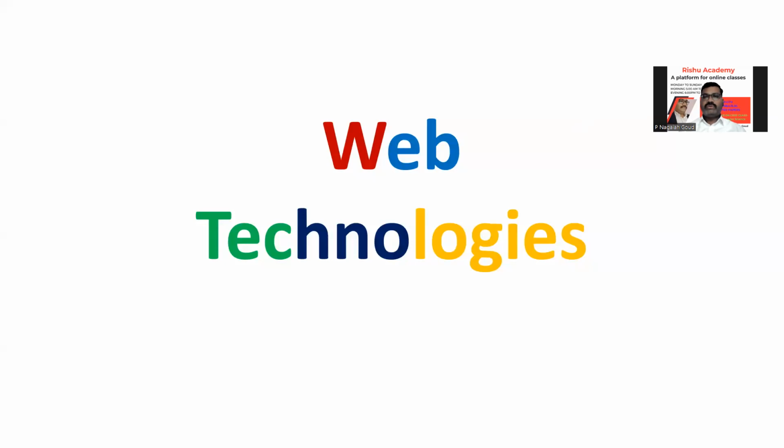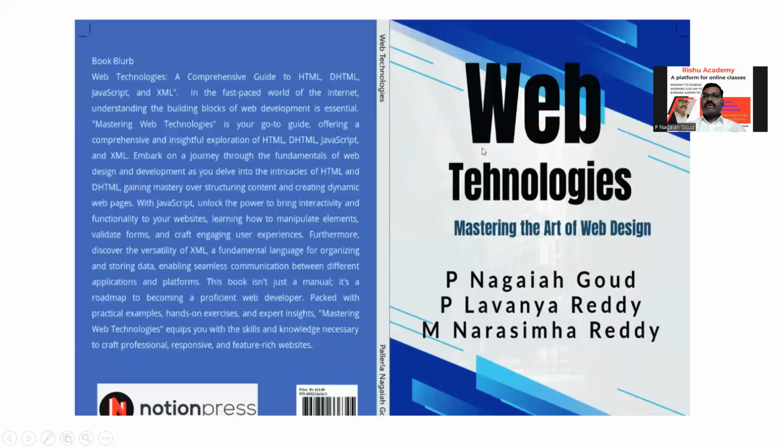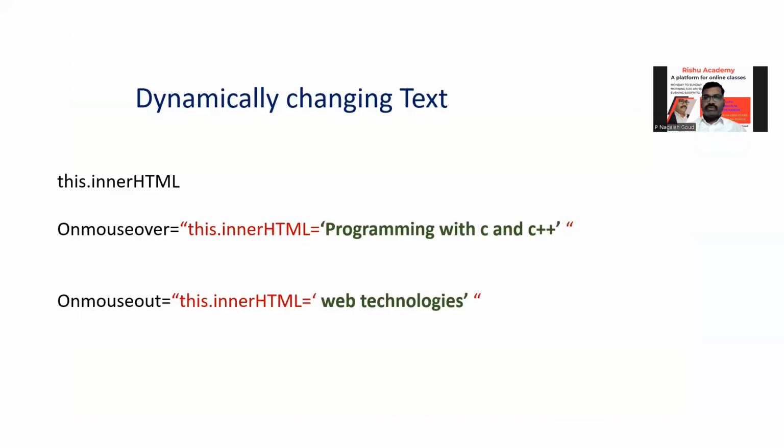In this video, I want to discuss dynamically changing text and dynamically changing attribute value. In DHTML, it is possible to dynamically change the text and dynamically change the attribute value. So two topics I want to discuss here. First one, how can we change the text dynamically?